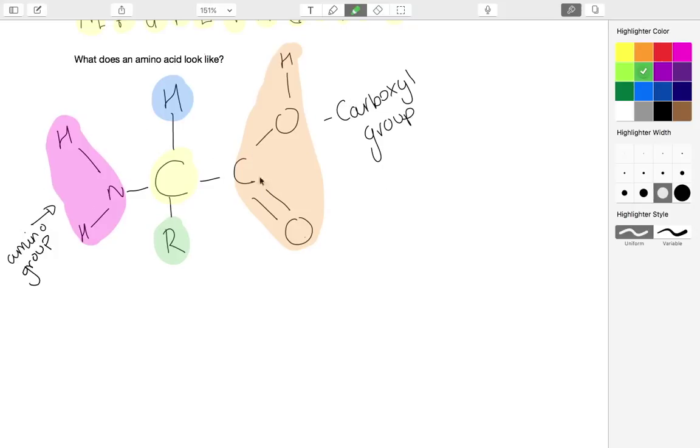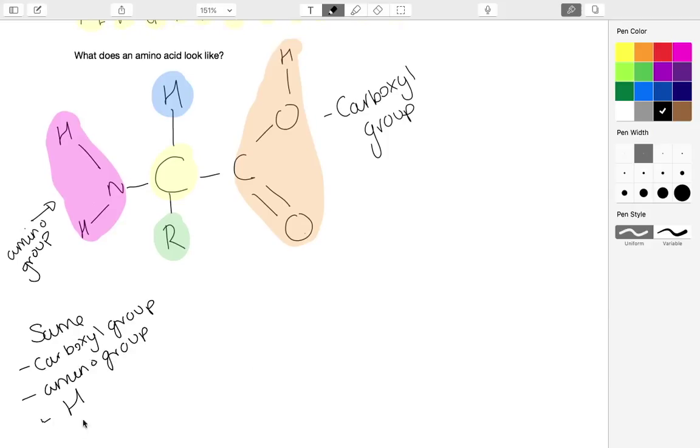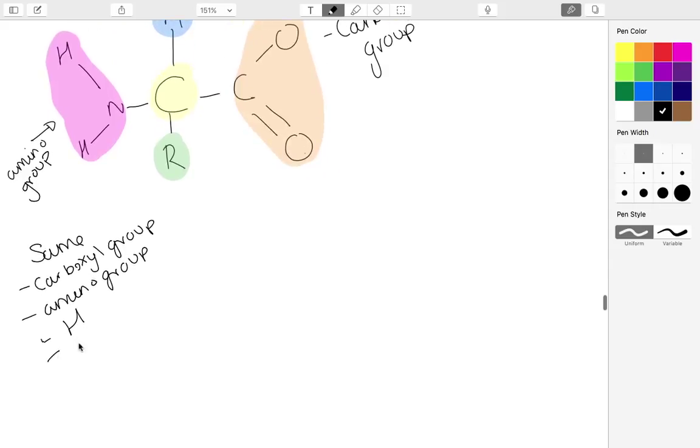Now, this stays the same for every amino acid. So the carboxyl group is the same, the amino group, the hydrogen, and the central carbon. So what's different is the R group, and this is very important. This is what infers the amino acid's characteristics, okay? Which is something we'll go on to.